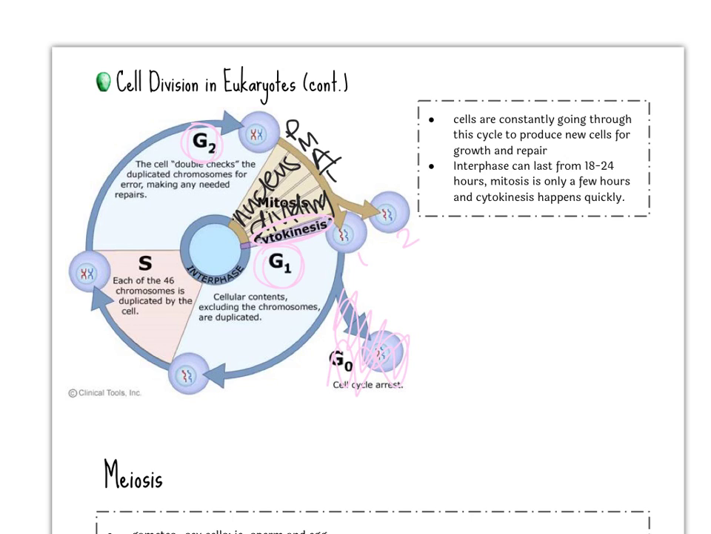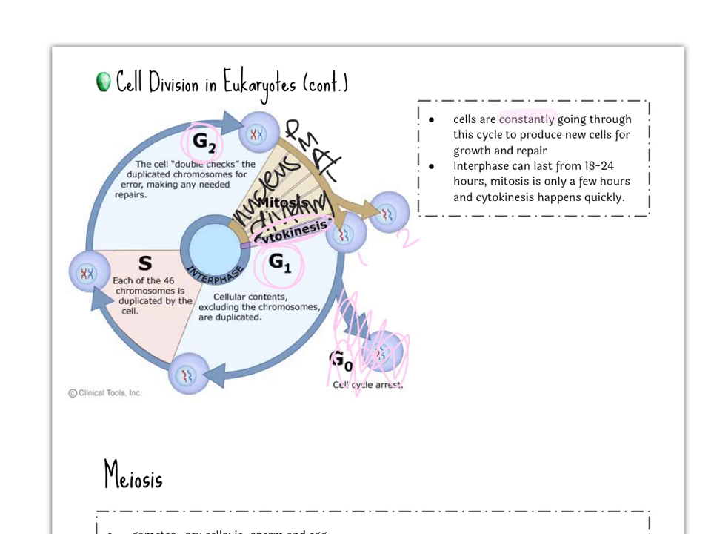So these cells are constantly going through the cycle to produce new cells for growth and repair. So it's not like the cell just gets to chill. No, once the cell is produced from cytokinesis, it immediately goes into interphase and is living its life, and then it'll divide. So thank goodness they continually divide, because that allows us growth and repair and to keep us healthy.